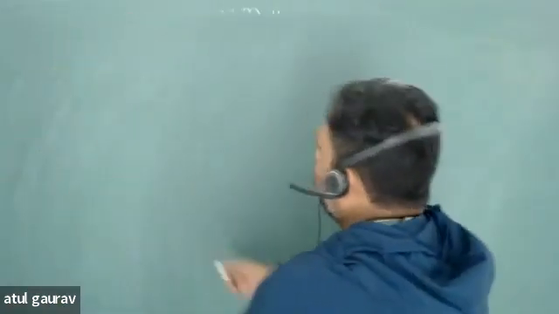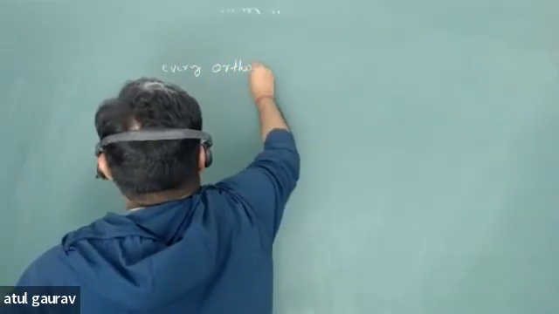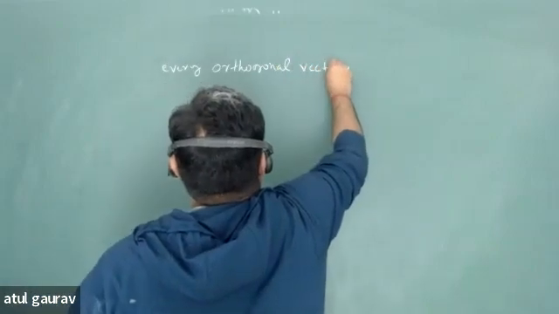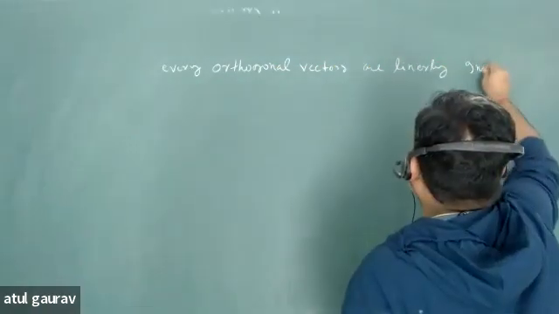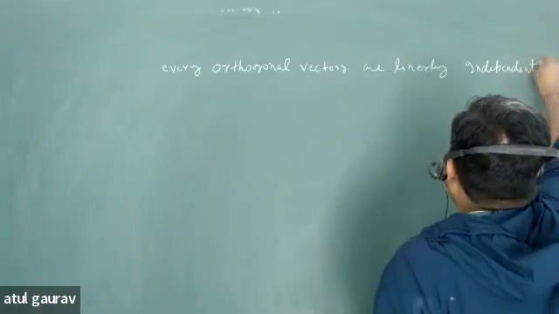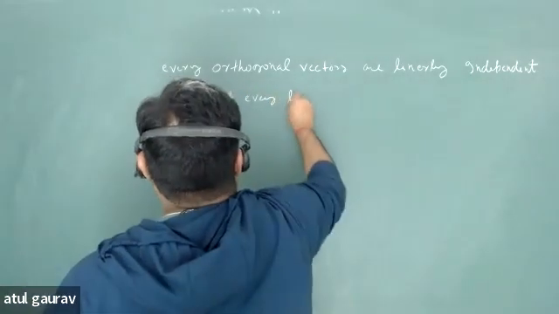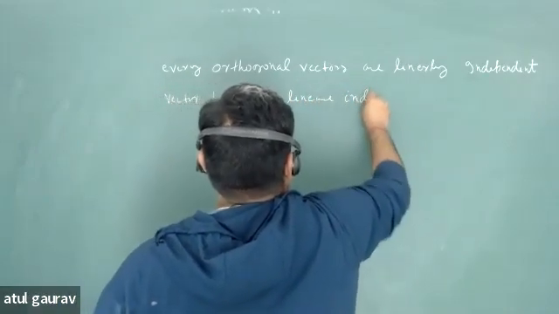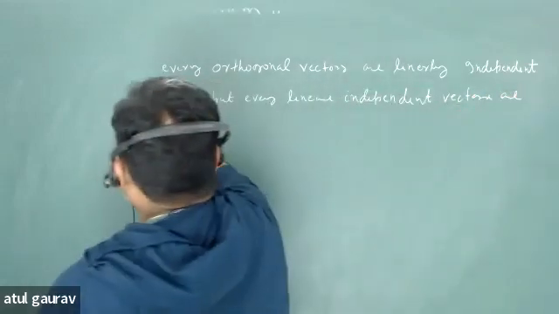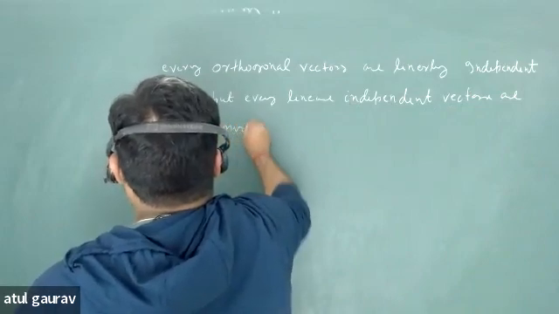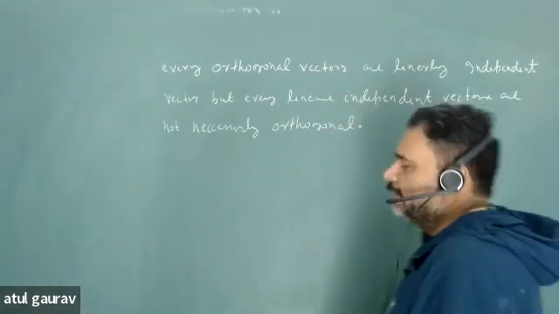So the statement is very interesting: every orthogonal vector is a linearly independent vector, but every linearly independent vector, basically, vectors are not necessarily orthogonal. Okay, so you have to always take care of this statement.